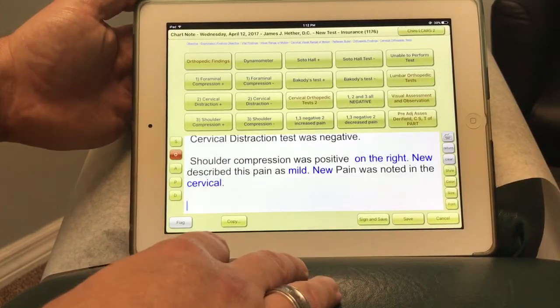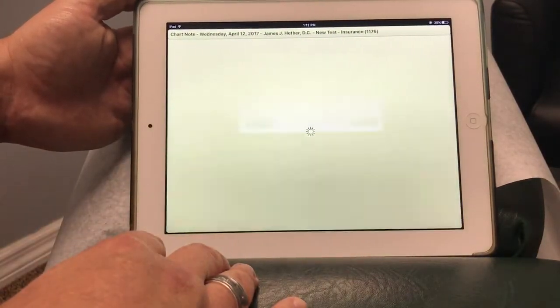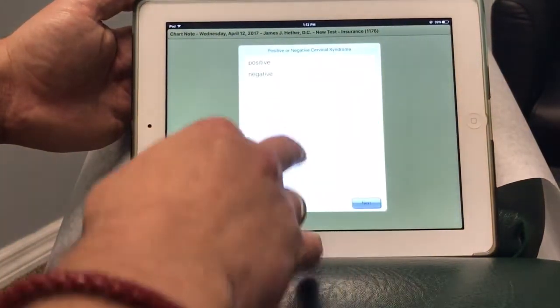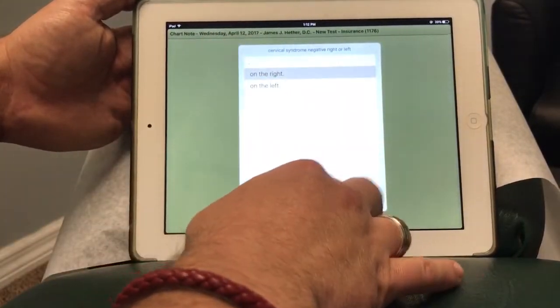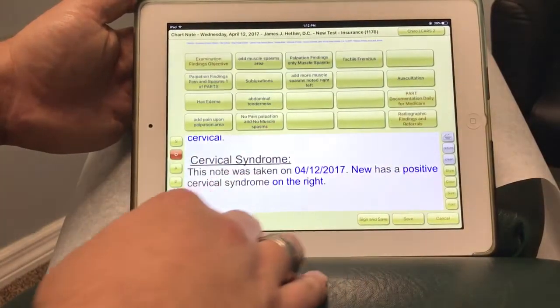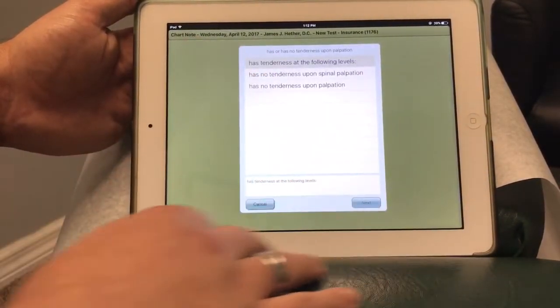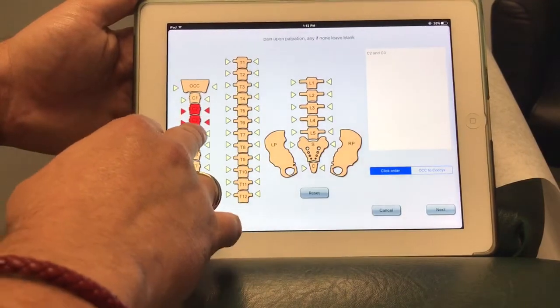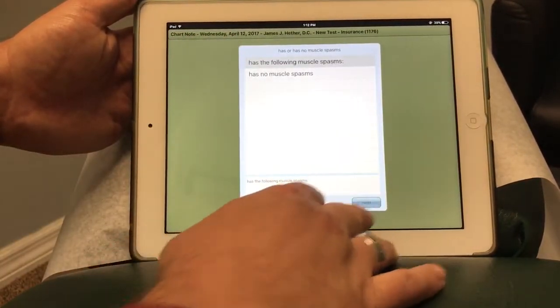From there, we go right over to our pre-adjustment screening. We're going to do a cervical compression test, and with cervical compression, we're going to say that they had a positive cervical syndrome, and the cervical syndrome was located on the right. We can go right into palpation findings. Where are they sore? They are tender at C2, 3, and 4, and they have muscle spasms in the neck and the upper back.